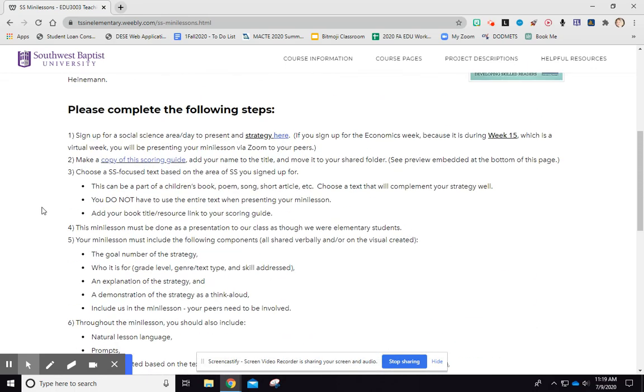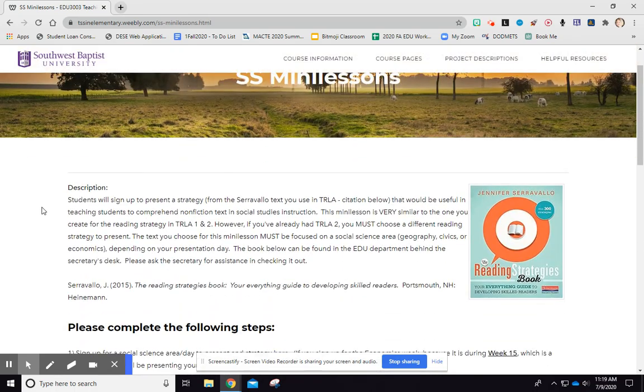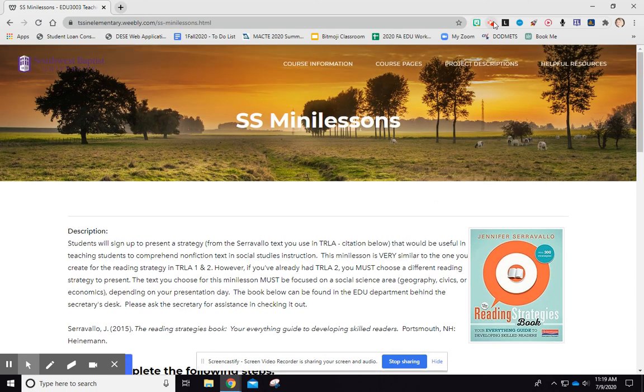That's just an overview of the mini lesson. I will actually do a model lesson for you in class. And if we happen not to be in class, I'm going to record a mini lesson example of what yours will look like and share it with you here eventually as well. So that's just an overview of your assignment.